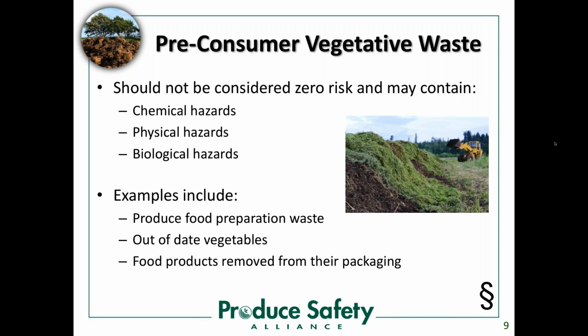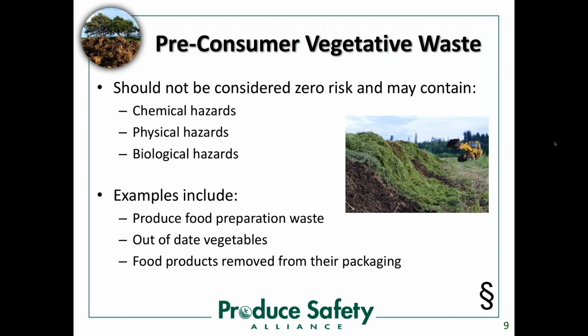Pre-consumer vegetative waste. This is, you know, produce food preparation waste, out-of-date vegetables, food products removed from their packages. If you have out-of-date or damaged, a damaged run of frozen vegetables or something else that goes through a processing plant, this is pre-consumer vegetative waste. And we can't consider this to be zero risk either because it might contain chemical, physical, or biological hazards. These are the three hazards that we're looking at all the way through the food chain. And so we need to be careful.